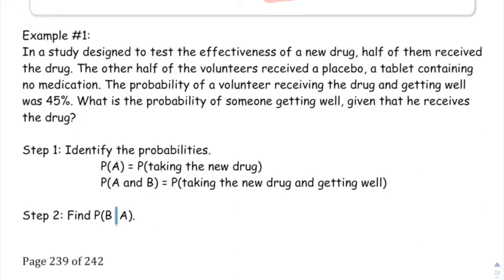All right, so let's see what we've got here. In a study designed to test the effectiveness of a new drug, half of them received the drug.